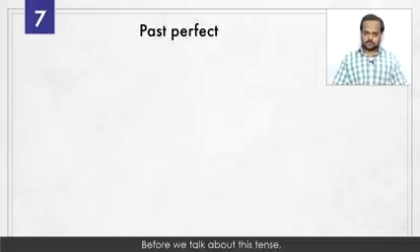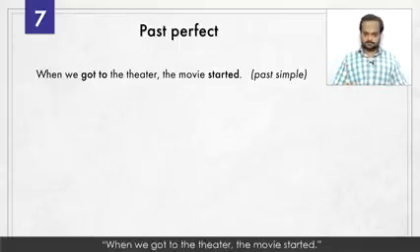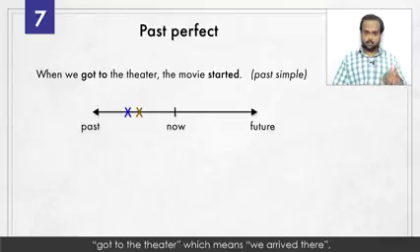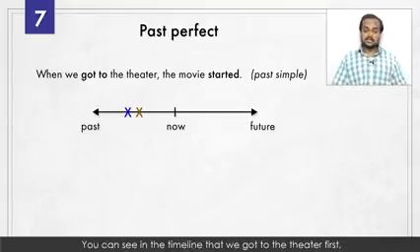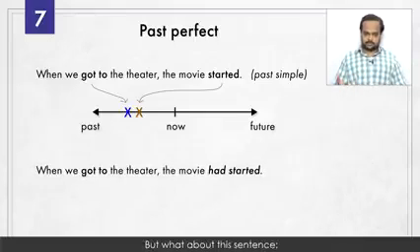Before we talk about this tense, take a look at this past simple tense sentence. When we got to the theater, the movie started. There are two past actions here. Got to the theater, which means we arrived there, and the movie started. You can see in the timeline that we got to the theater first, and then right after that, the movie started playing. But what about this sentence?